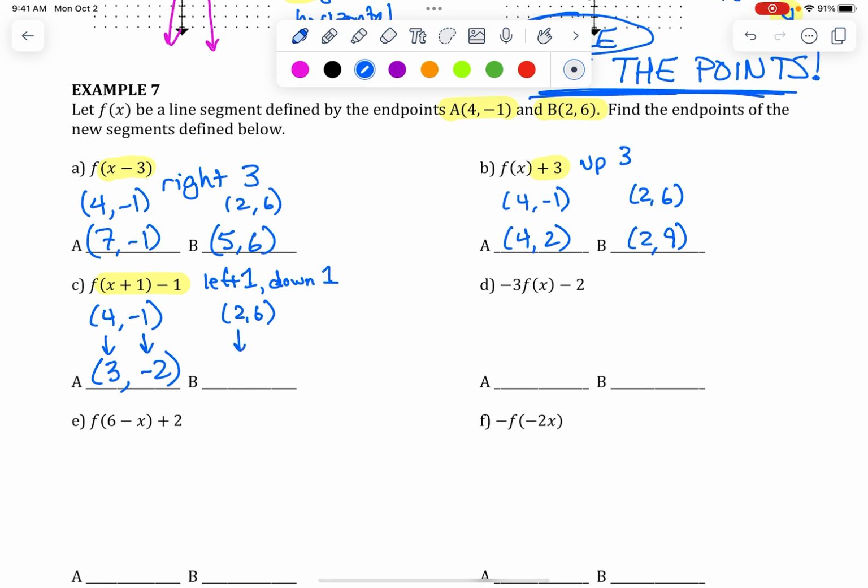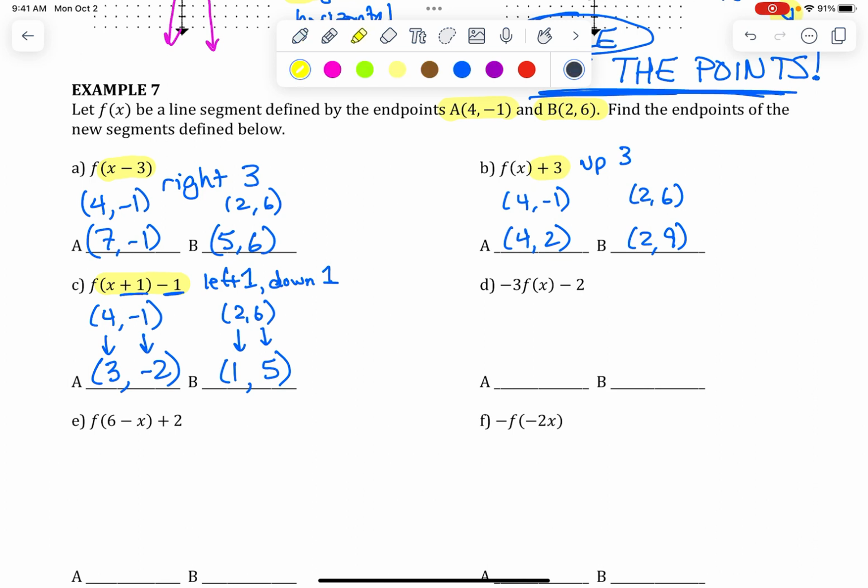(2, 6) moves to the left, making that 1. And 6 goes down 1 to 5. Okay? So now we're going to do both of them at the same time. So you really have to pay attention to whether the function is dealing with an x translation on the parentheses or a y translation outside the parentheses.